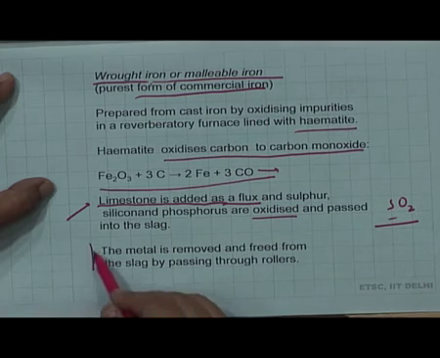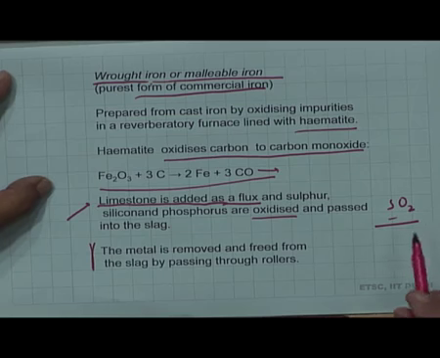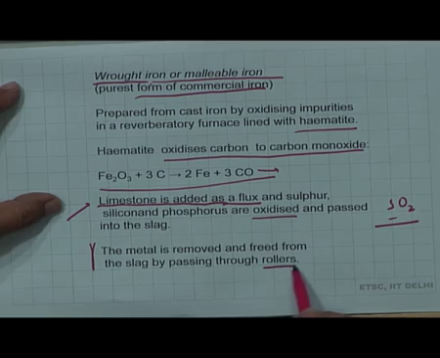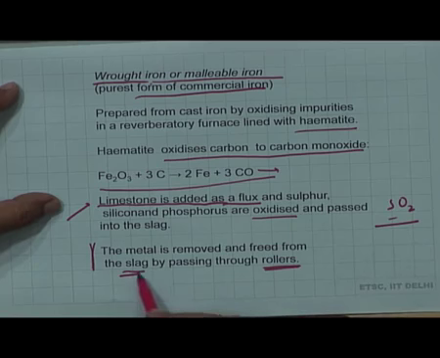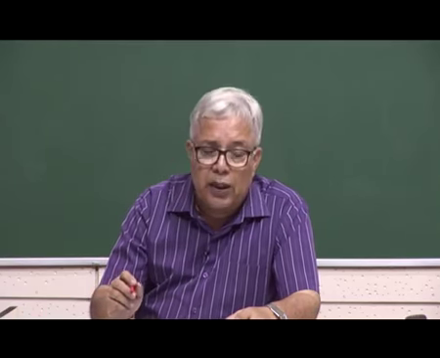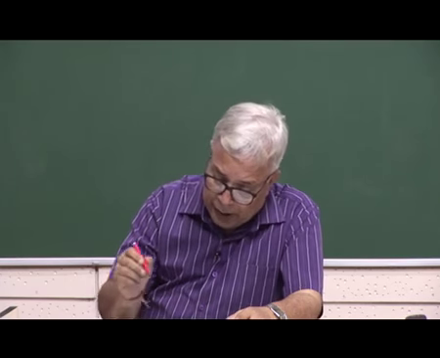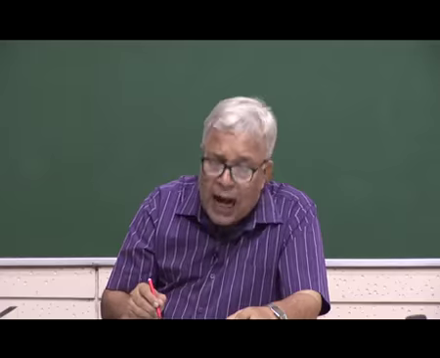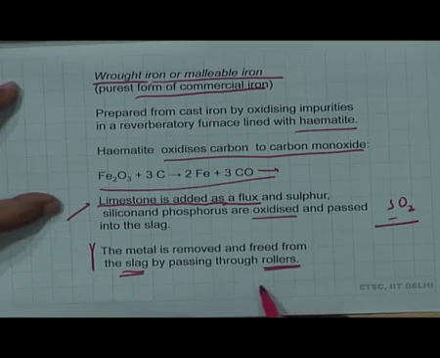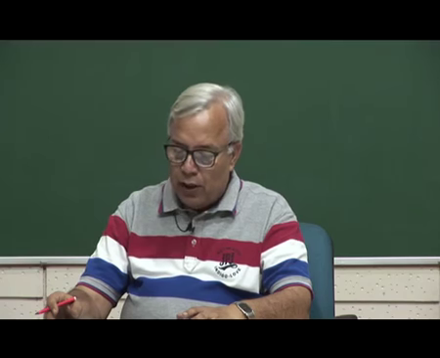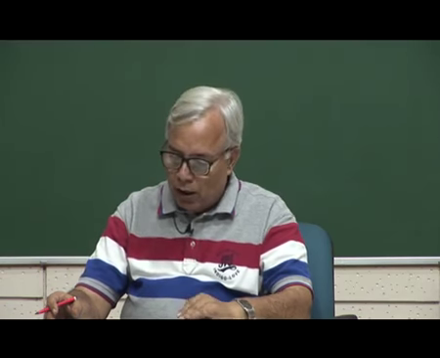This metal is removed and passed through rollers, and when it passes through rollers, the slag is separated out. Slag is of lower density and it is separated out. So, this is how we get iron from its ore. Now, let us learn more examples of extraction of metal from ore.